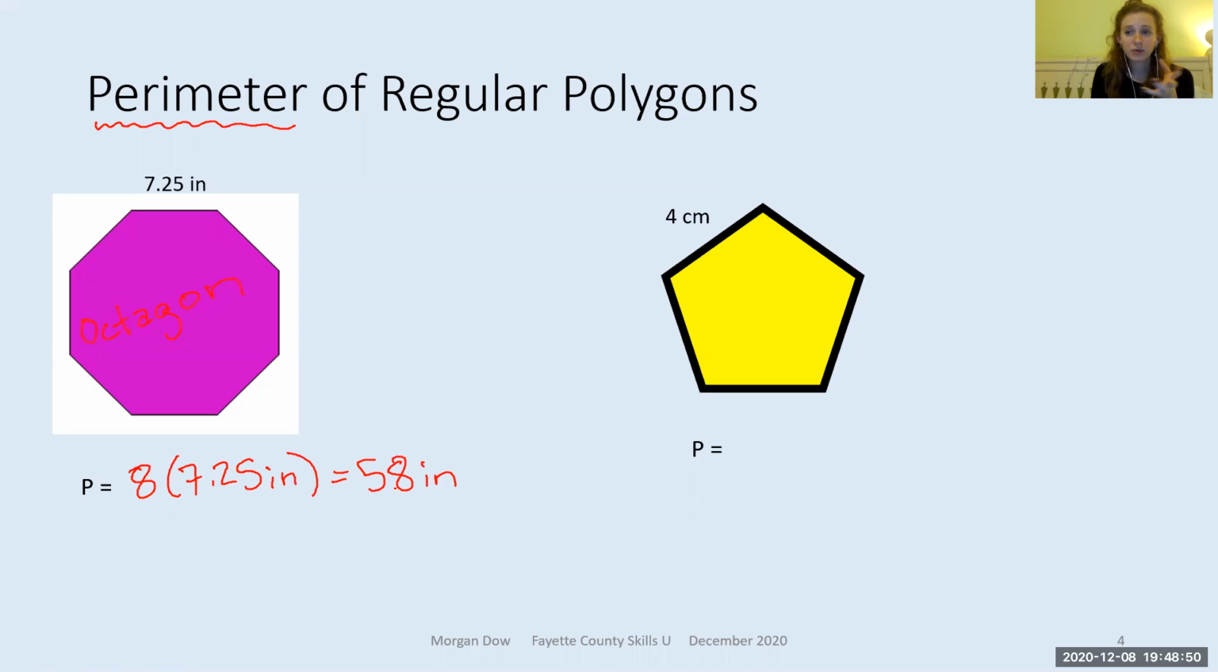You could, if you wanted to, add up the sides, right? 7.25 plus 7.25 plus 7.25. You'd have to do it 8 times. The multiplication is a shortcut for that.